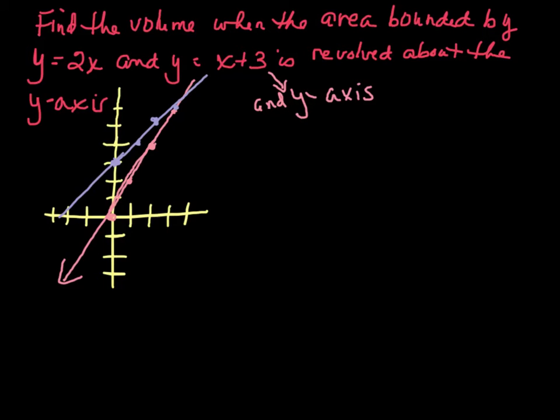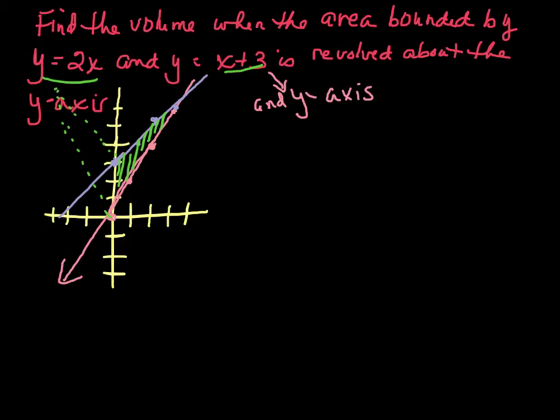All right, now let's look at an example of where you would definitely find it easier to do the shell method than to do the disc or washer method. So here we've taken the area bounded by y equals 2x, y equals x plus 3, and the y-axis. So we're looking at this little triangular region, and we're going to spin it around the y-axis. When I spin it, it's going to come over in here, and I'm just going to do a rough estimate. And here's going to be the problem.